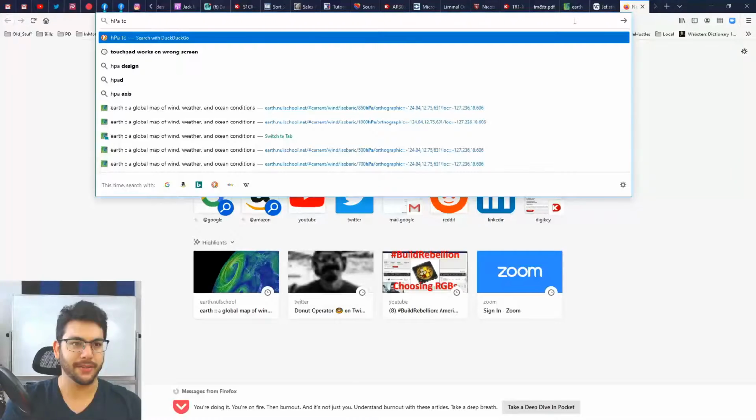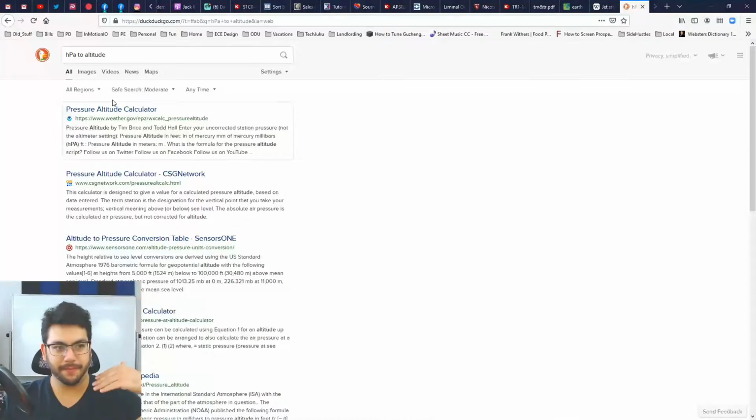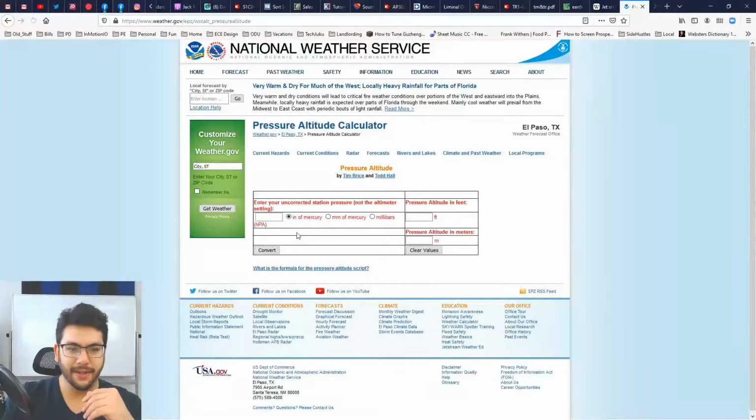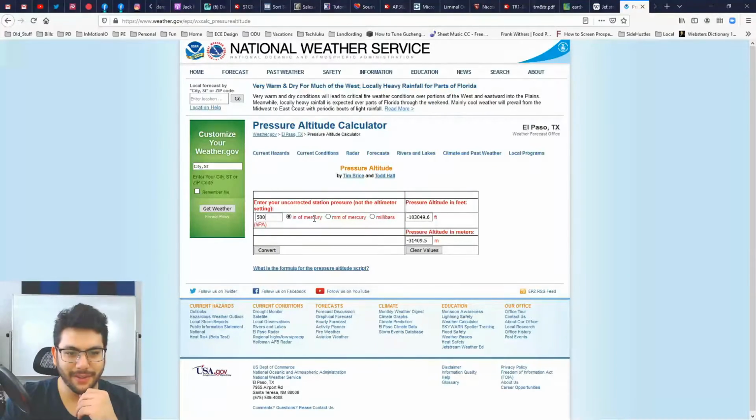So hPa to altitude, because if you go up in altitude, the pressure will drop. There's just less air. Okay, what was that? 500? I don't know what's going on. Inches of mercury. Why does it say uncorrected station pressure here? There's got to be a better conversion.